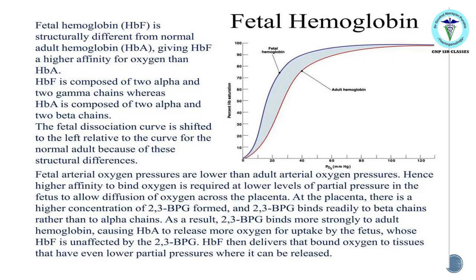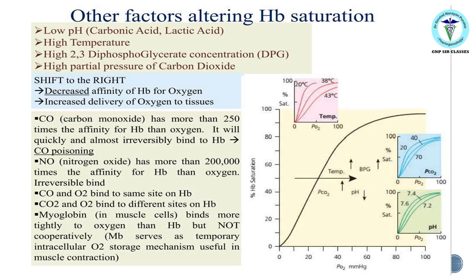Fetal hemoglobin has a higher affinity for oxygen than adult hemoglobin, allowing efficient oxygen transfer from mother to fetus. The fetal oxygen dissociation curve is shifted to the left compared to adults, indicating higher oxygen binding at lower pressures. Low pH, high temperature, and increased 2,3 DPG levels shift the oxygen hemoglobin dissociation curve to the right, decreasing hemoglobin's affinity for oxygen. Carbon monoxide binds to hemoglobin more strongly than oxygen, leading to poisoning.